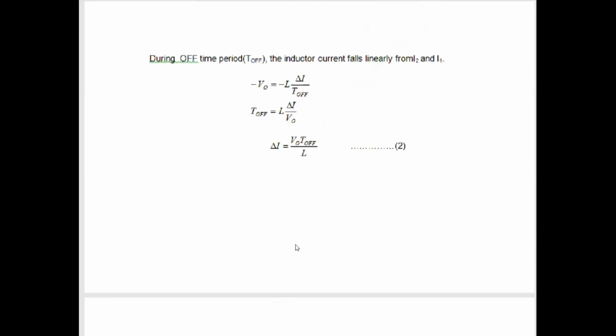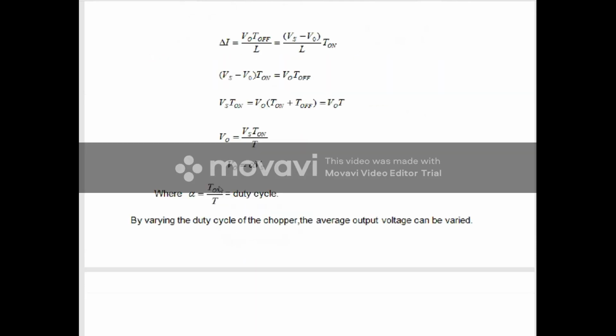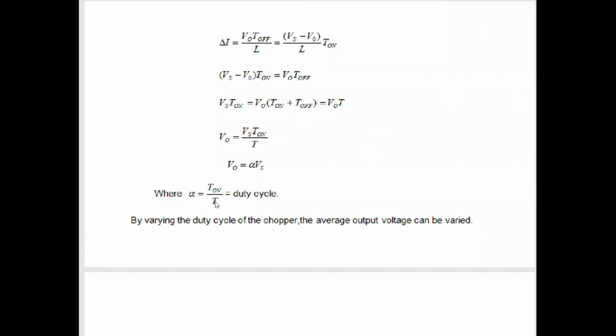Okay, அப்ப you just consider as if T on is 1 millisecond, T off is 1 millisecond அப்படின்னா the total time is 2 millisecond. அப்ப what about the ratio alpha? 1 milli divided by 2 milli. அப்ப what is the answer for alpha? 0.5. Okay, so compulsory this alpha must be a fraction value.